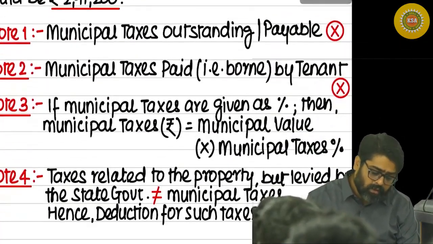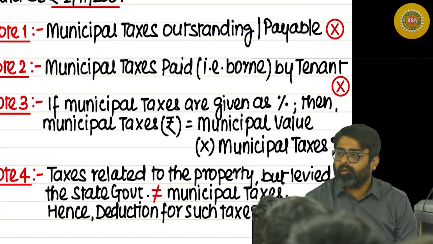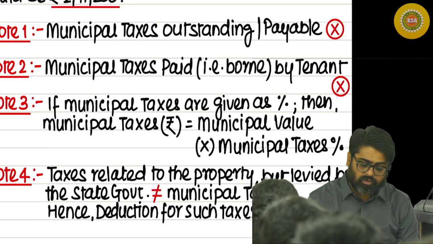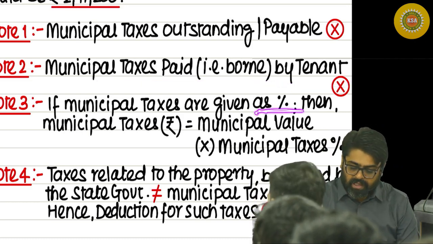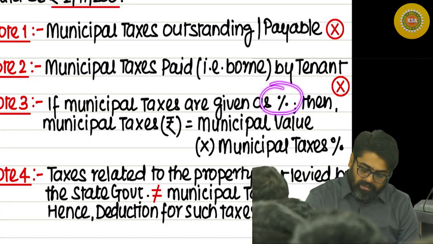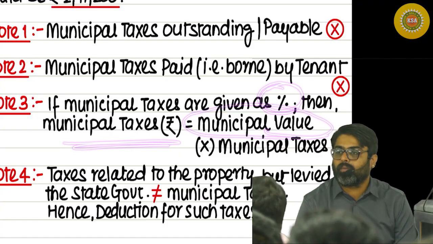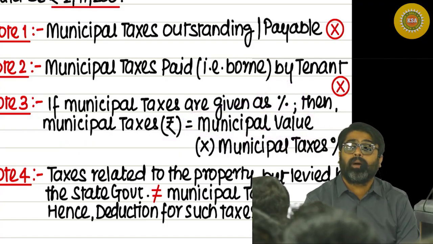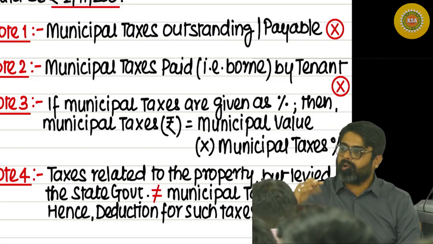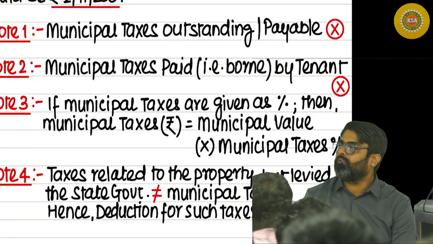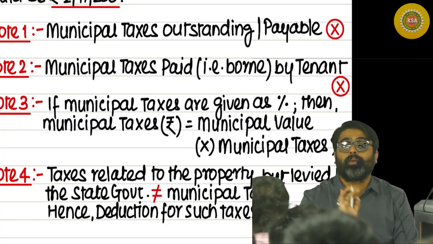Now see, note number 1. Municipal taxes, outstanding or payable. Allowed or not allowed? Not allowed. Municipal taxes paid by the tenant. Allowed or not allowed? Not allowed. If municipal tax is given as a percentage, apply that percentage on the municipal value. You will get the municipal tax amount. Yes or no? Because municipal taxes are always charged by the local authority on the amount of municipal value. So apply that percentage on the municipal value, you will get the amount of municipal tax. And if it is paid in this year, it will be allowed as a deduction in this year. It has to be paid by the owner.